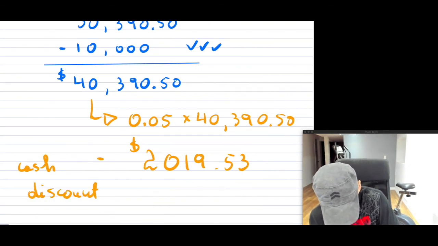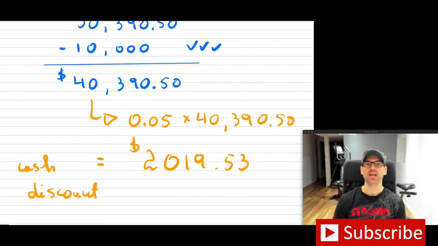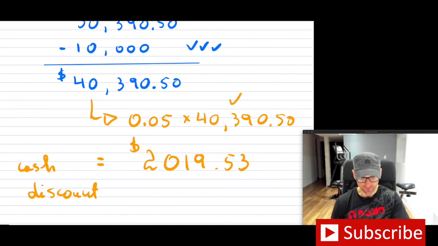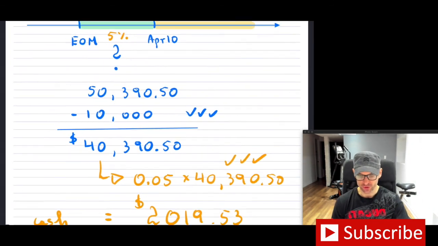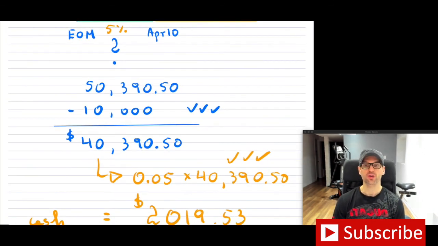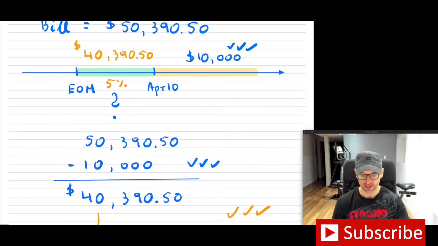We didn't pay this much. This is how much we would save, because that's 5% of the total. And if you took that cash discount and subtracted it from this, then that's how much we actually had to pay. So that is part C, and I encourage you to go through that a few times to try to understand it and look at it visually as well.